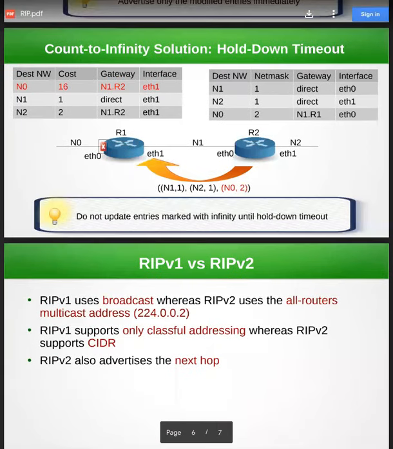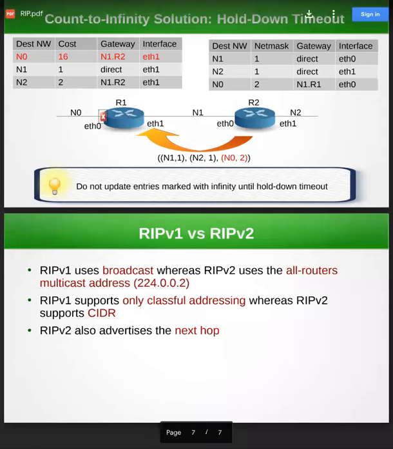Okay. Now RIP version 1 and version 2, there are 2 versions. RIP version 1 uses broadcast, whereas RIP version 2 uses the all routers multicast address, which is 224.0.0.9. To see the groups your system has joined, use the netstat -g command. Okay, netstat -gn will show you what groups your system has joined.